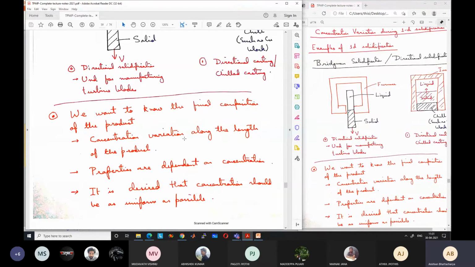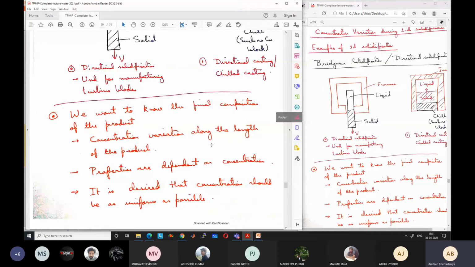Why do we want to know it? Because properties are dependent on concentration. If there is a region with high concentration, the property will be different, and if there is a region with low concentration, the property will be different. So you want the concentration to be as uniform as possible. It is desired that the concentration should be as uniform as possible.